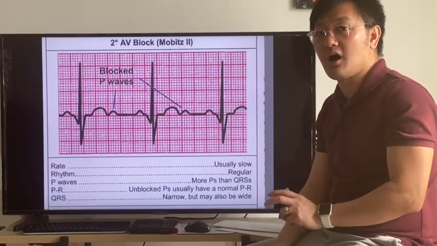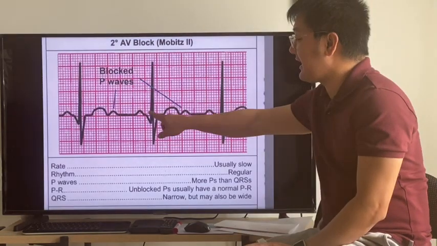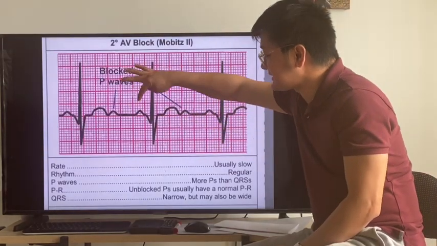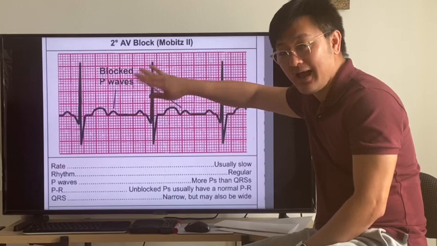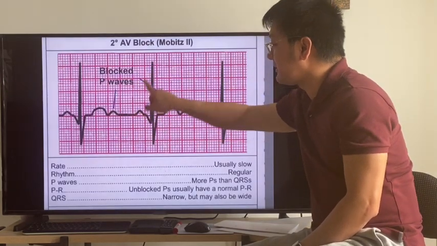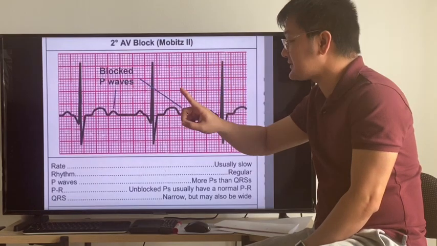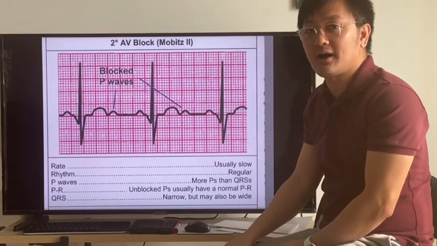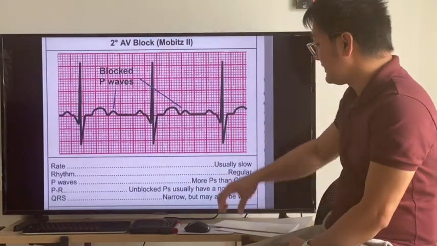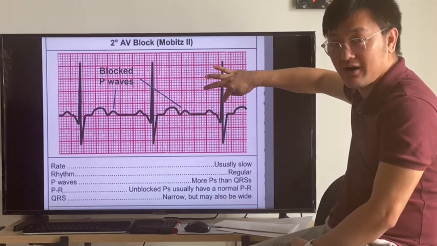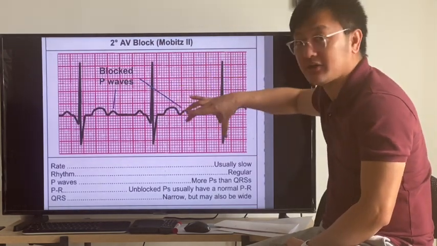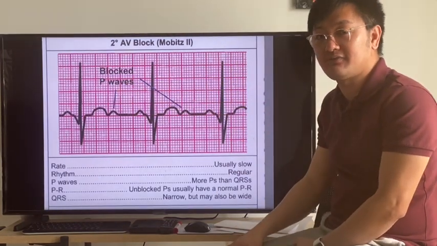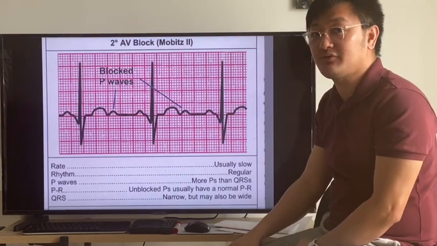If there is more than one P wave in every QRS, but you check the PR interval using the P wave near to the QRS, then the PR interval is normal. Okay? If you use the P wave near to the QRS, not the P wave far from the QRS, the nearest P wave to the QRS, then you have a normal PR interval. Again, normal PR interval is 3 to 5 small boxes.